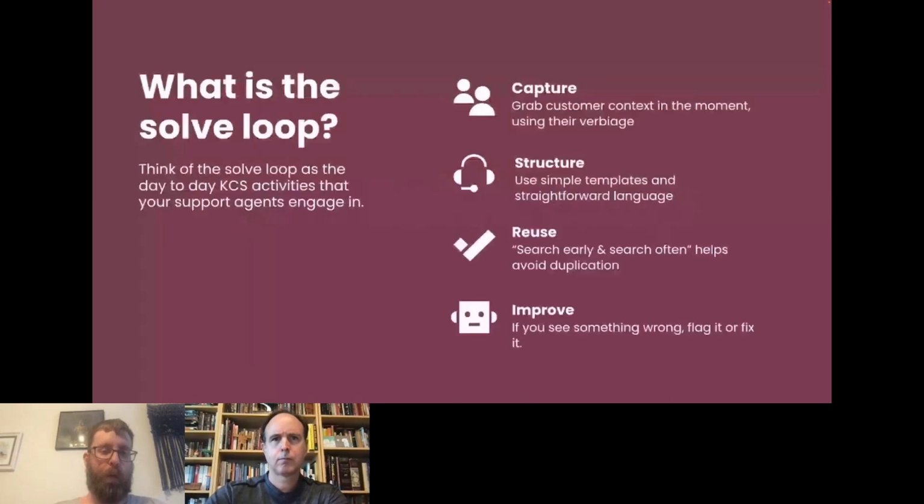And one more, please. So the solve loop, you just think of this as your day-to-day KCS activities that your support agents are engaged in. They're capturing customer context in the moment. We use structured templates with straightforward language. And we have reuse here, which is one of the most important pillars. We encourage everyone to search early and search often, so we're not duplicating anything. Our support agents are trained on that. And of course, improve. If you see something wrong, flag it or fix it. Again, I would think of this as the day-to-day stuff that everyone's doing to keep the lights on with KCS. And next slide.